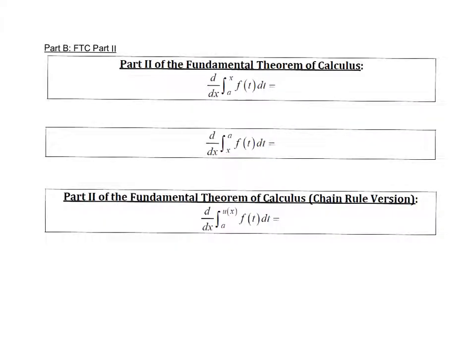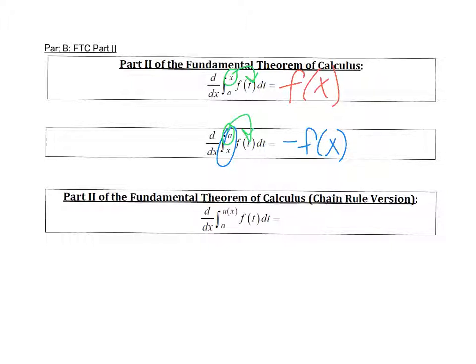Okay, so let's move on to the second fundamental theorem of calculus. Part 2 says that if I take the derivative of this integral from a to x of f of t dt, then my answer is just going to be f of x. If I switch those limits of integration, the a and the x, remember anytime I'm switching my limits of integration, I'm really just making the answer negative. So this is the same exact thing, it's just going to be negative f of x.